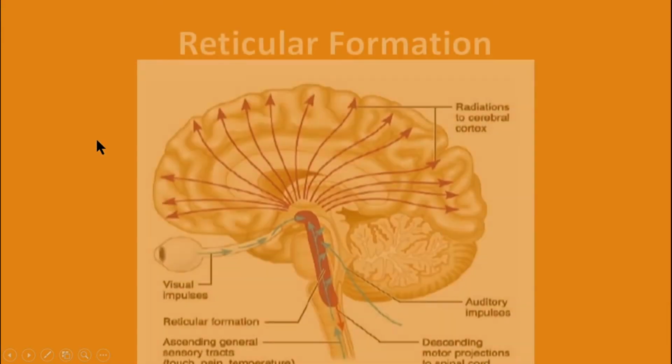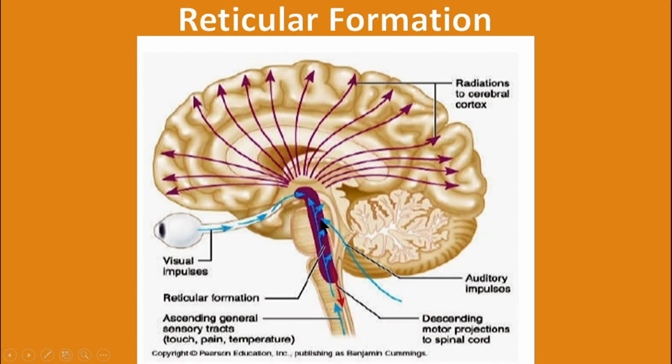Now, in this image, you can see the reticular formation, which is extending from the brain stem to the cerebral cortex. Remember, due to its net-like structure, it is named the reticular formation. Furthermore, the reticular formation maintains consciousness and sleep.